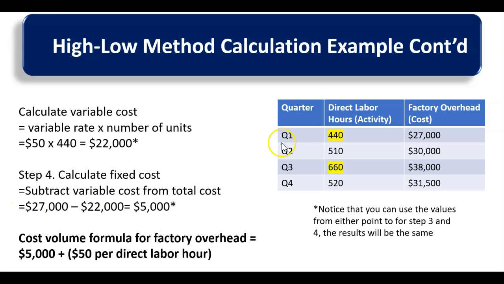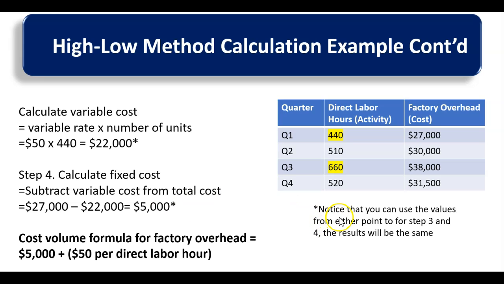So once I have my variable cost, I can then calculate my fixed cost. To do that, I take my total cost at that same point. Remember, I'm sticking with my lowest point. So I'm going to take $27,000 as my total cost, and I'm going to subtract out my variable cost of $22,000. Once I subtract that variable cost from the total cost, I'm going to get a fixed cost of $5,000.